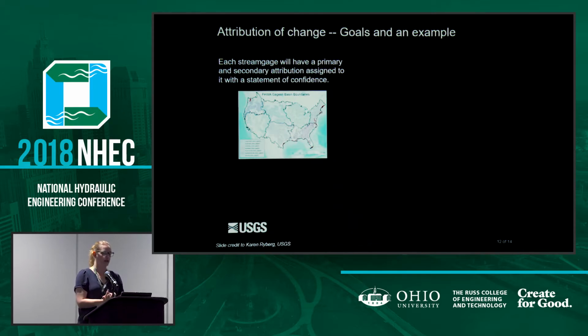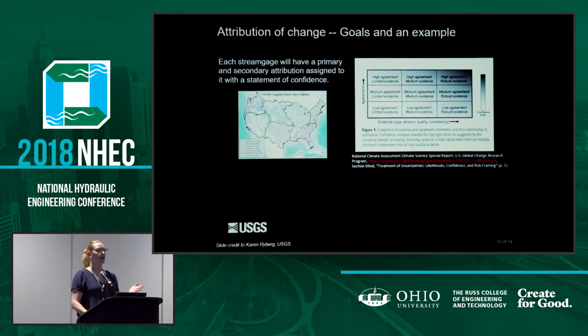And so just to give you an example of what we hope are some of the outcomes from this, each stream gauge is going to have a primary and secondary attribution assigned to it with a statement of confidence as well. So we have a lot of examples from the climate literature about statements of confidence. Something's probably likely, very likely, not so likely. This is just one example from a climate assessment report giving things like how much evidence you have and whether there's high agreement between a causal factor and, say, flood change, and then whether you have the evidence to support that. So we're putting the attributional statements on kind of a scale. We're finalizing what those statements are actually going to be.